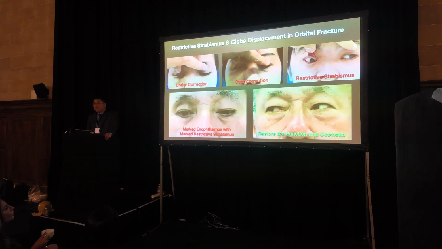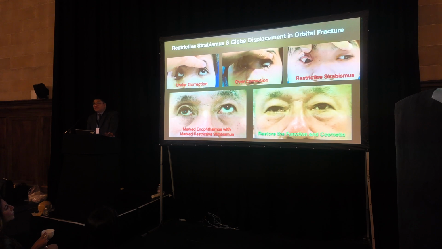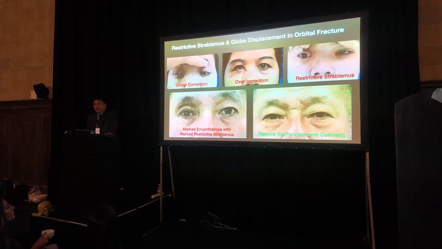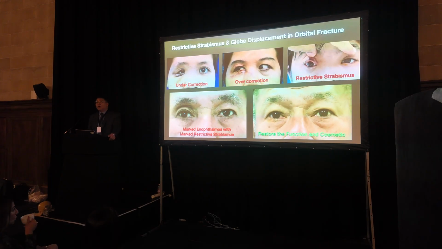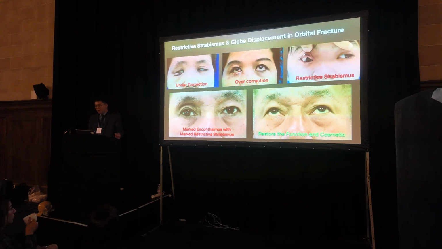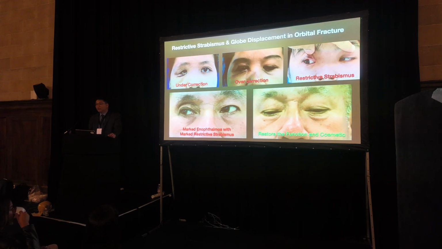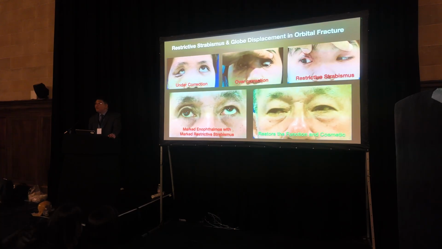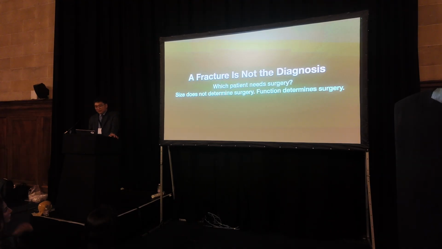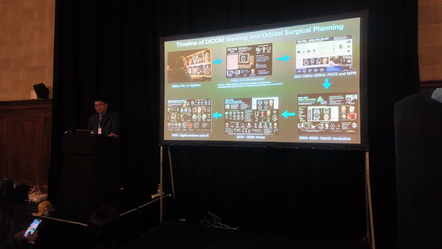Most of the problems are restrictive strabismus and globe displacement. But our goal as an orbital surgeon or oculoplastic surgeon is to bring everything back to normal. The eye movement and the globe position are so important. The fracture is not the diagnosis, and the size does not determine the surgery. The function is the most important thing that we need to bring back.